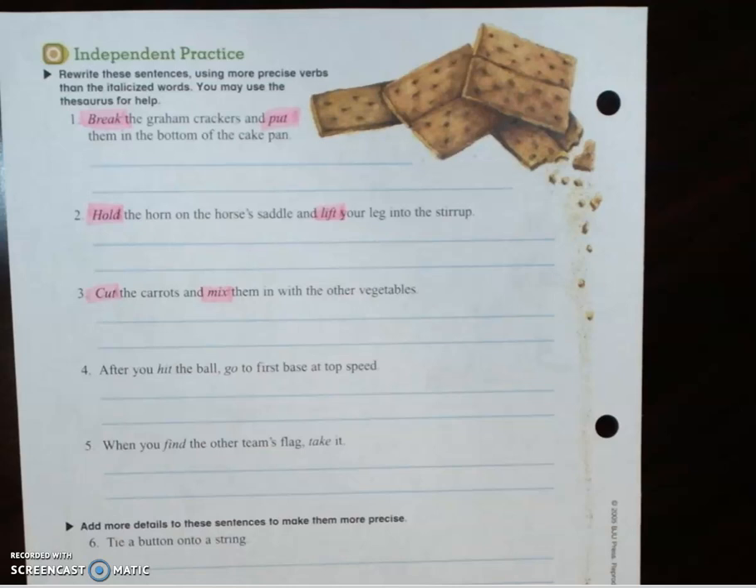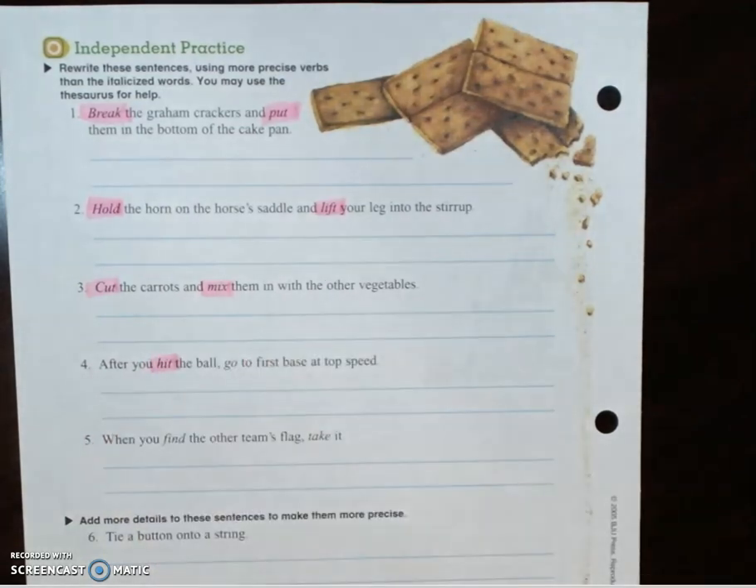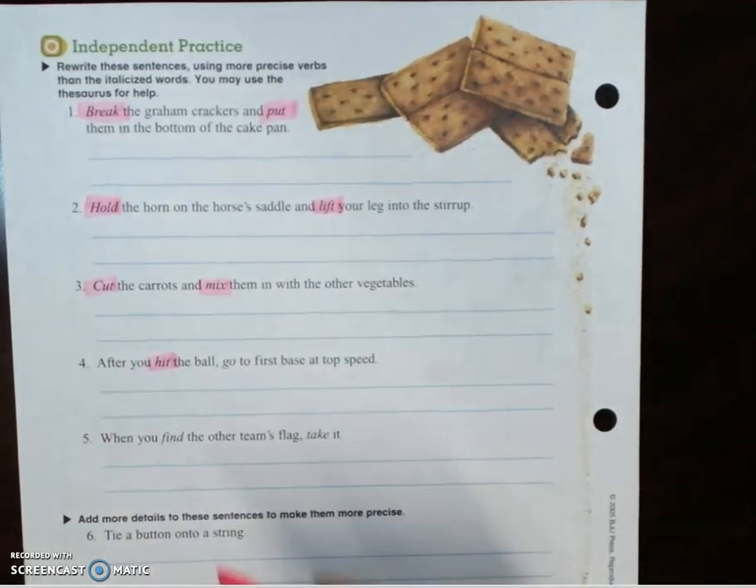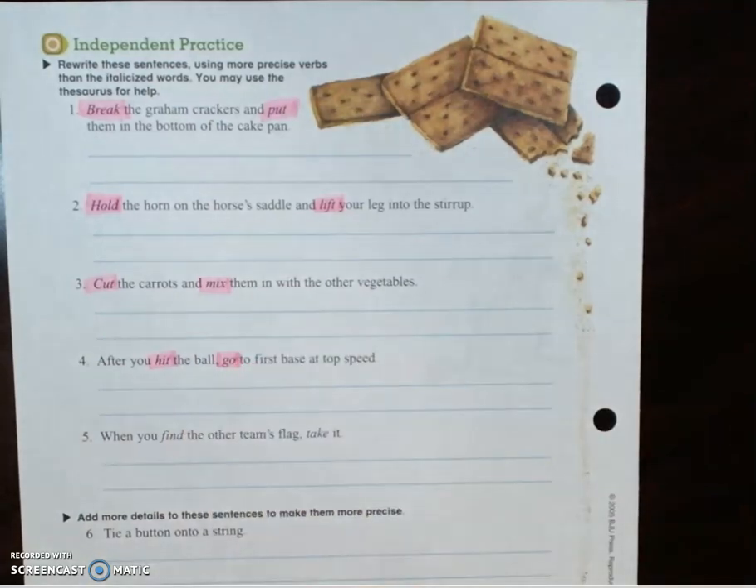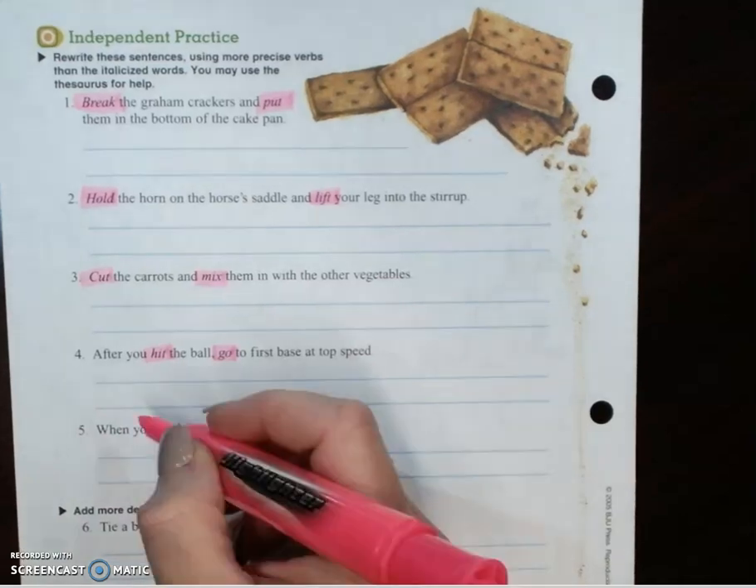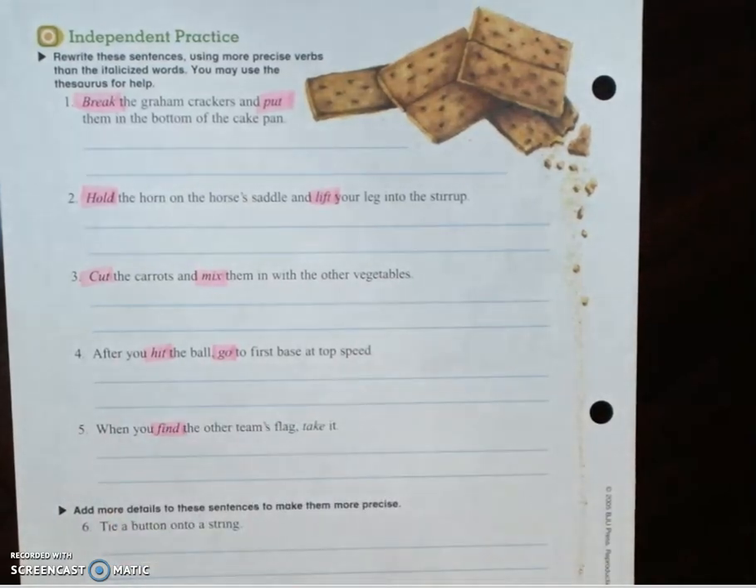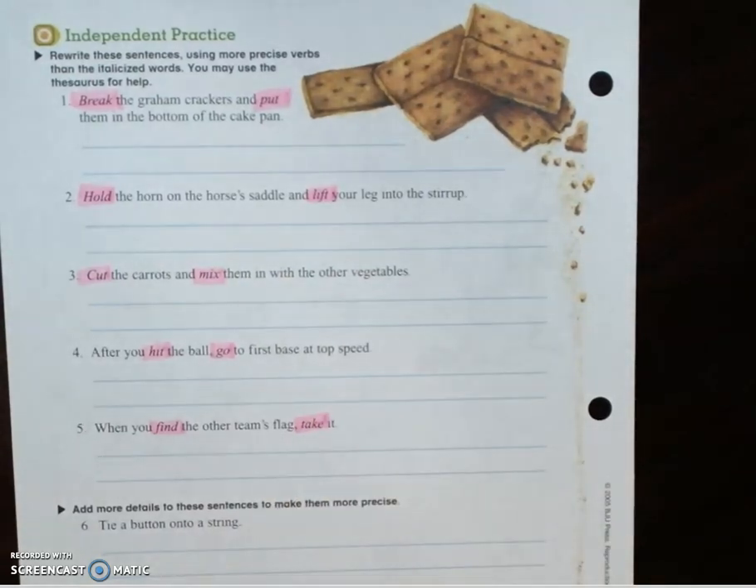And number 4, after you hit, you're going to change this verb right here, the ball, and boy, this is kind of a boring little word right here, go. You can come up with a much more exciting or interesting word to use instead of go to first base at top speed. Okay, and number 5, when you find, you're going to replace the word find, the other team's flag, take. So these are the words that you are going to replace. I look forward to seeing what you guys can come up with.